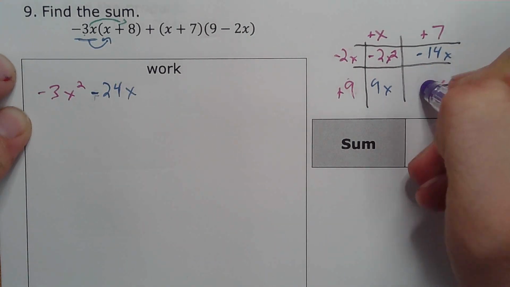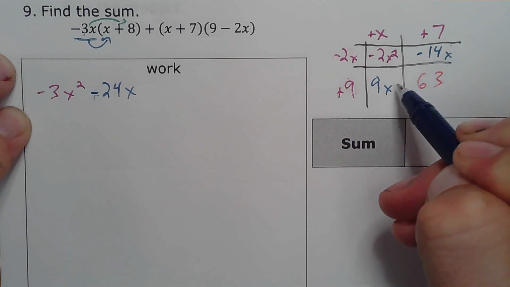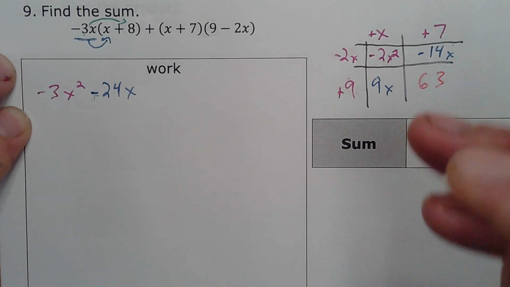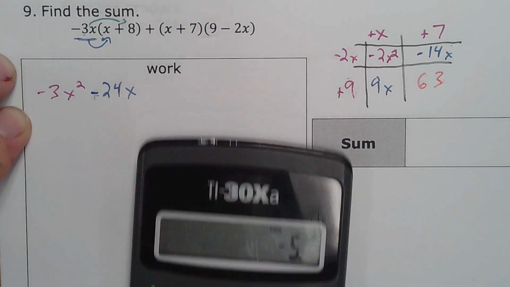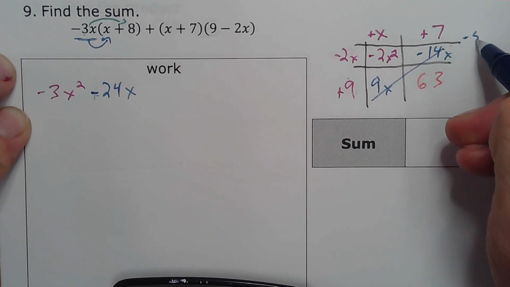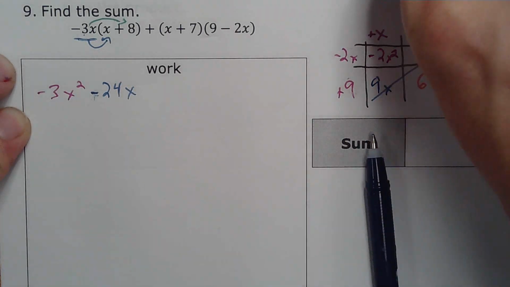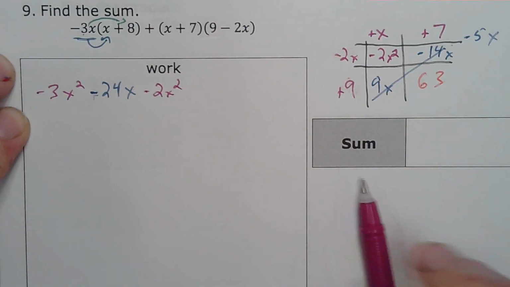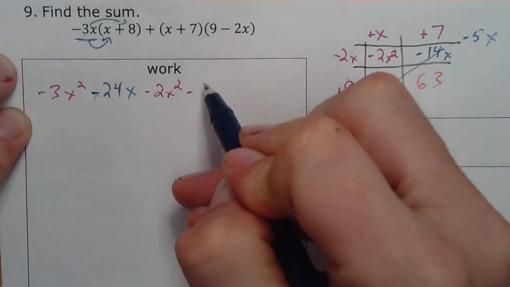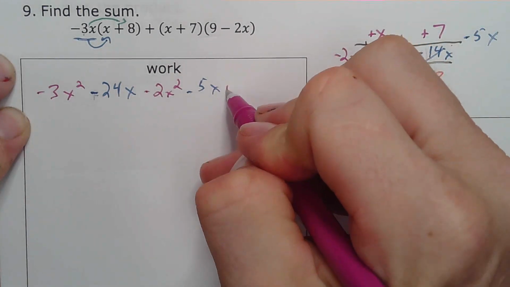Now, where are my times tables at? 63. Okay, so now we can look at these two like terms, the negative 14x and the 9x. Those combine together, negative 14 and 9 combine together to make a negative 5x. So my resulting terms are going to be, in the correct order, negative 2x squared minus 5x, and then plus 63.